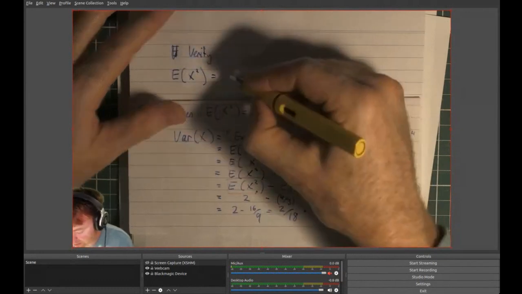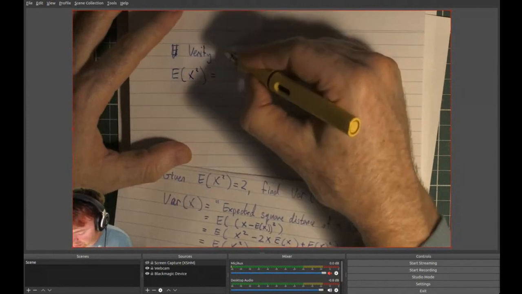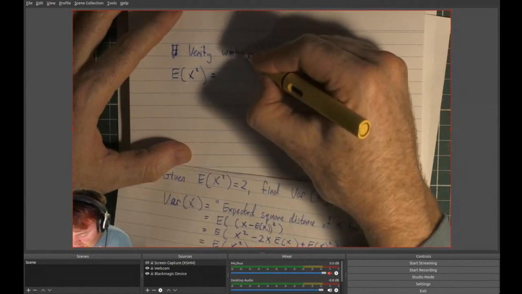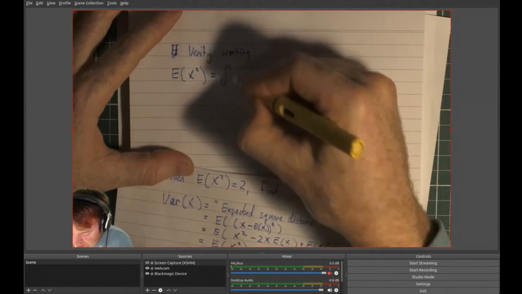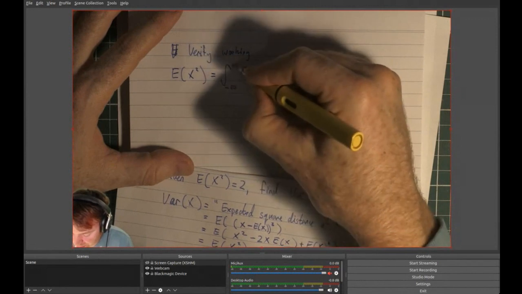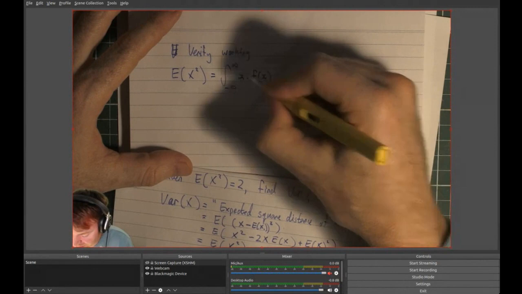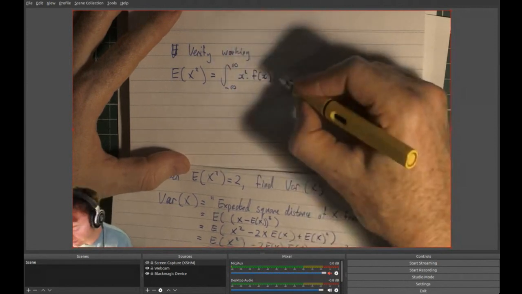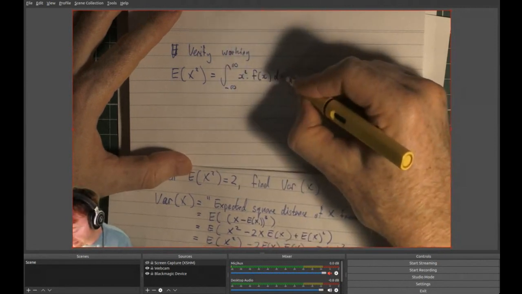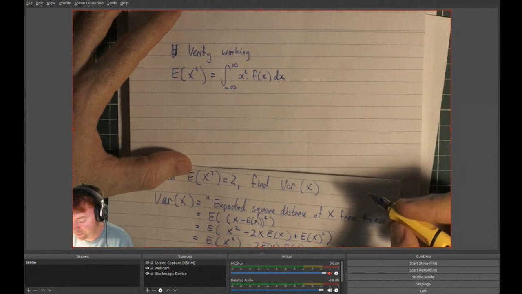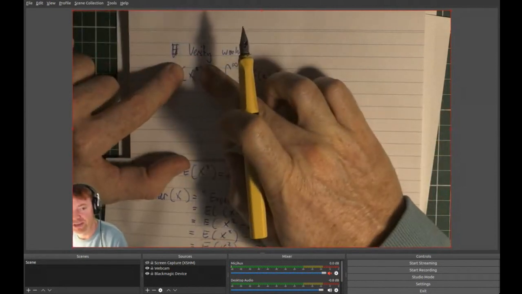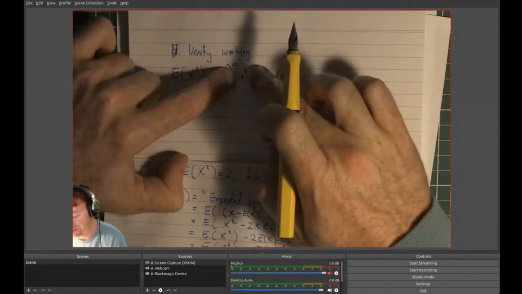Now the expected value of x squared, so verify working. The expected value of x squared will be the integral from -infinity to infinity of x squared times the density function f of x, dx. Instead of x, like we had previously, you just have the function of x, which is the square function, and we just put that there.